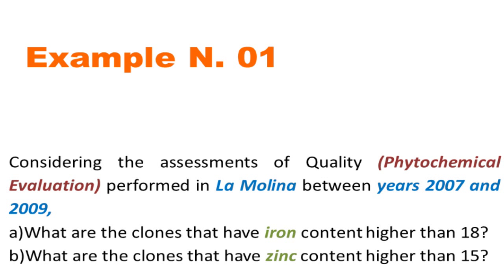Example 1. Considering the assessments of quality, phytochemical evaluation, performed in La Molina, between years 2007 and 2009. A. What are the clones that have iron content higher than 18? B. What are the clones that have zinc content higher than 15?